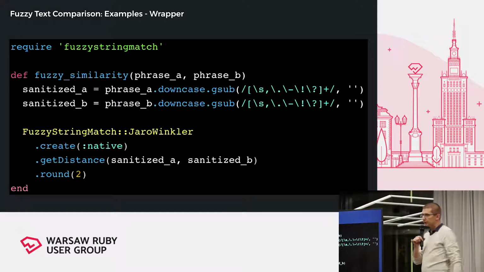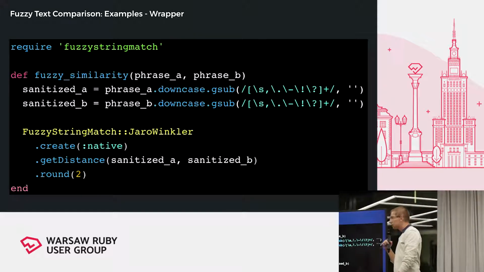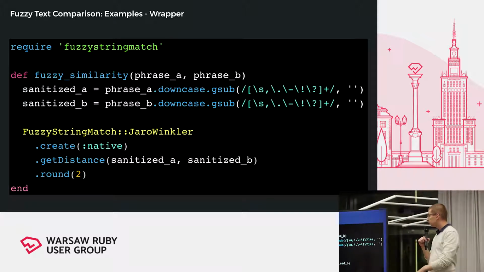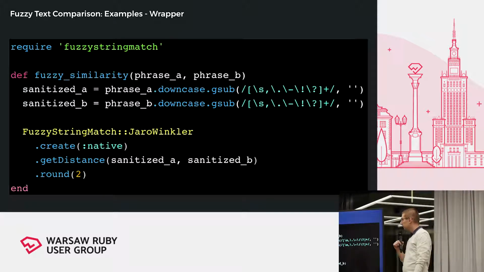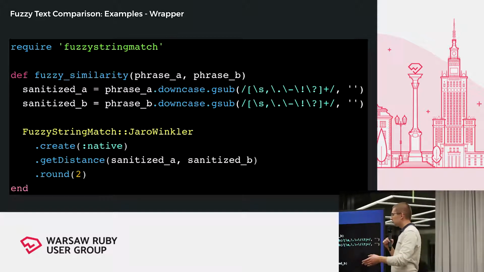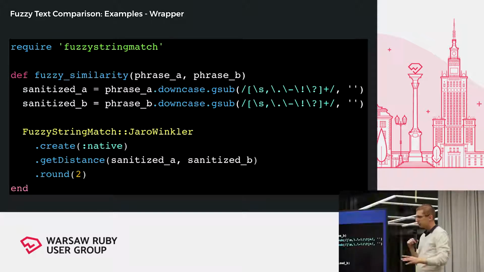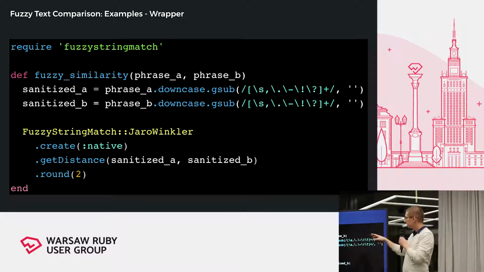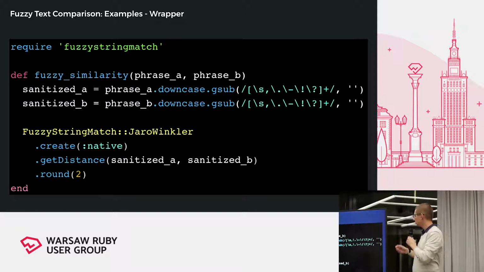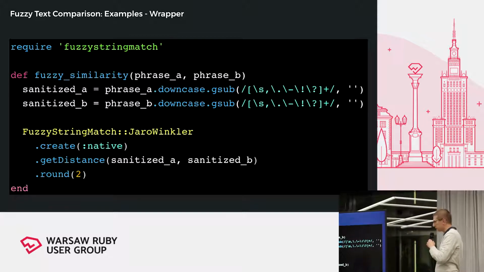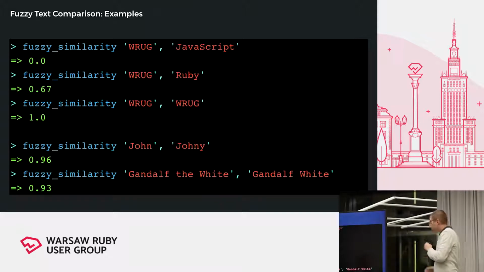Let's take a look at how it looks in Ruby. We'll be using the fuzzy-string-match gem, which is a ready library for Jaro-Winkler's similarity measure. I've created a very simple wrapper function, which takes two phrases and sanitizes them a bit. Why? I'll explain later. So we downcase the phrases, we remove all the white chars, punctuation, and so on, and we send it to this Jaro-Winkler's similarity measure, and we round the result to 2 decimal places, just for readability. Let's run it on a few phrases.